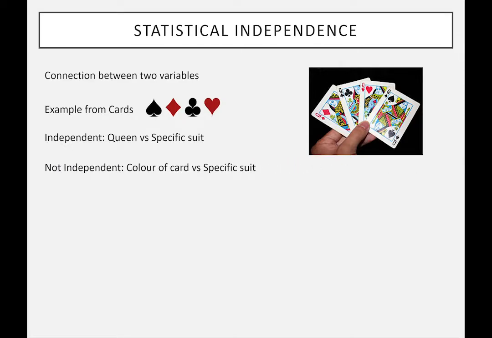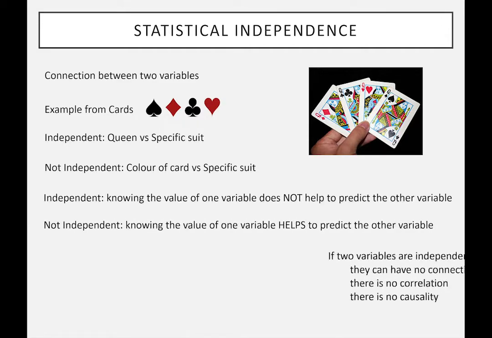If, on the other hand, I tell you that the card is, say, a red card as opposed to a black card, well, then that's going to adjust whether you think it's a specific suit. Because now it's a red card, it has to be either a diamond or a heart, and if it's a black card, then it has to be a spade or a club. In this case, we say that the variables are not independent. So the notion here is, does it provide useful information? Are you going to adjust your prediction of what the other one is?